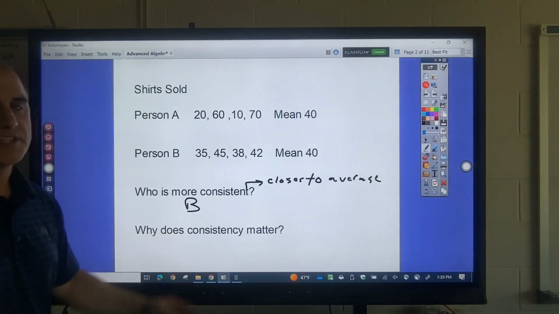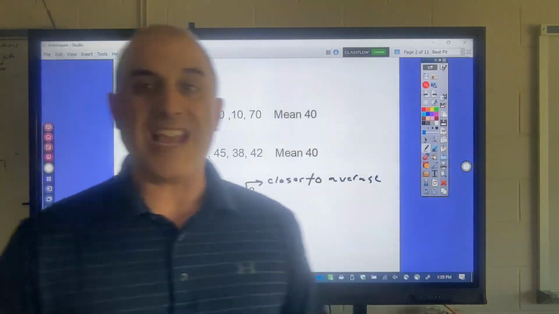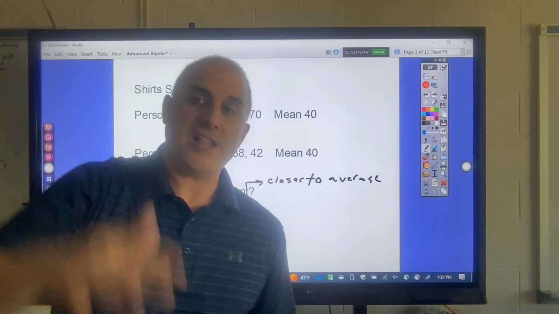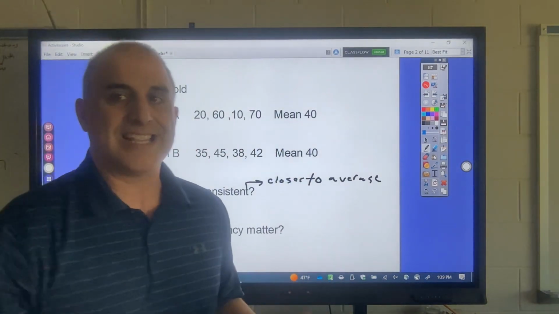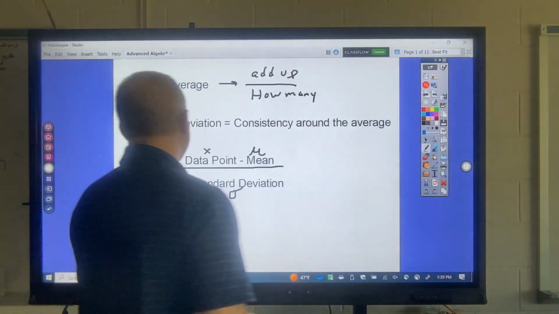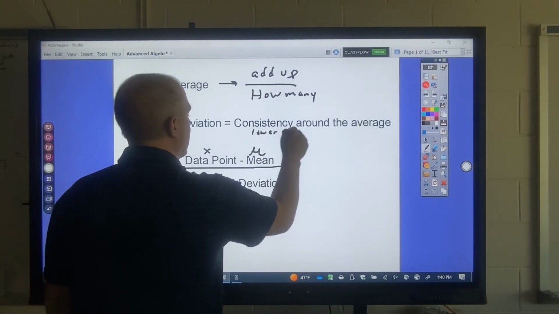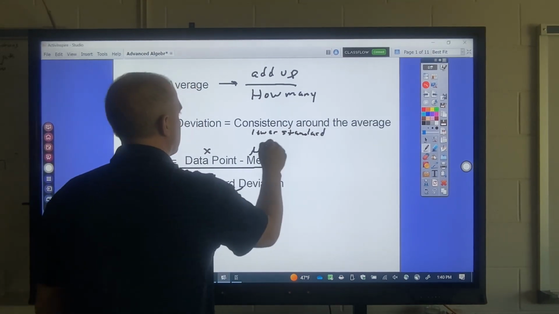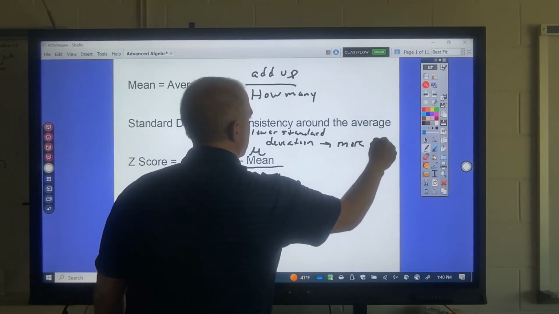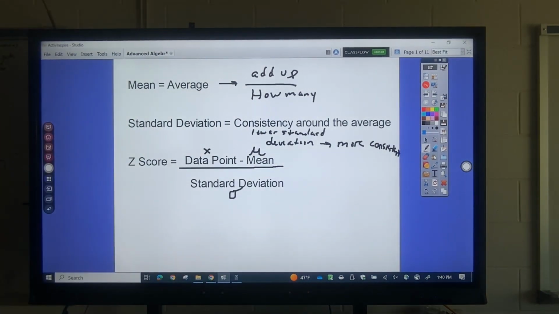Why does consistency matter? Consistency can matter for a couple of things. If you're in sales, do you want a salesperson who sells periodically up and down, or would you want consistent numbers? Well, I would want consistency. So what standard deviation means is consistency around the average. The lower the standard deviation, the more consistent.